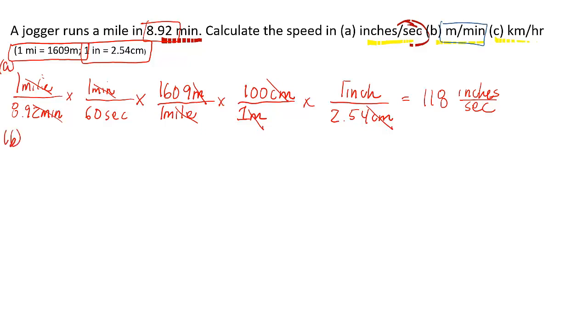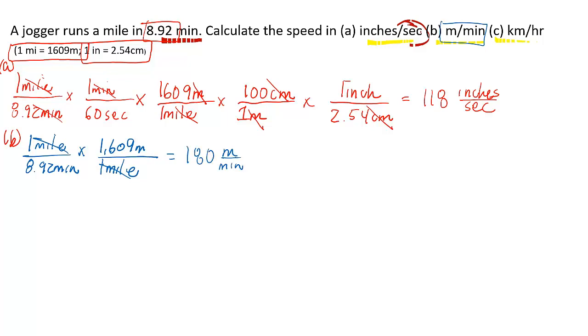Part B, we are at meters per minute. So this one should be pretty straightforward. We'll start with our same conversion that for every 1 mile, there's 8.92 minutes. He'll run that mile, or this jogger runs that mile. And we have our direct conversion factor shown above. 1 mile is equivalent to 1,609 meters. The miles cancel out, and we're left with 1609 divided by 8.92, which will be our final answer. Putting it to 3 significant figures, getting an answer of about 180 meters per minute.